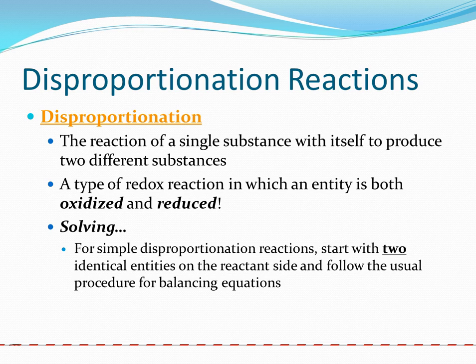Disproportionation reactions are what we call a reaction when a single substance is both oxidized and reduced. It is very helpful in these types of reactions to start with 2 identical entities on the reactant side and then follow the usual procedure for balancing.